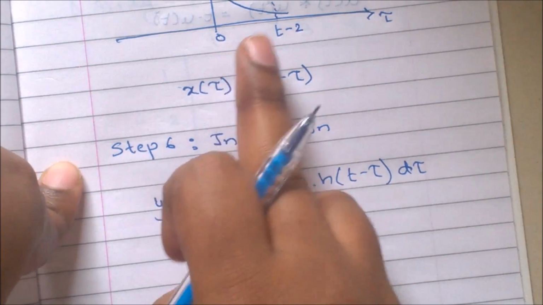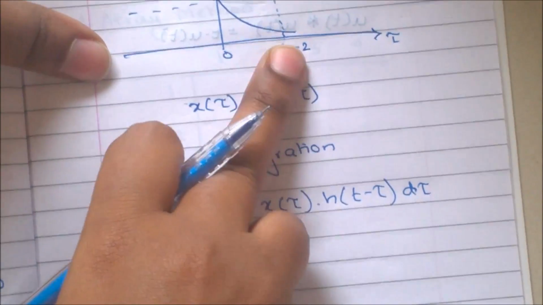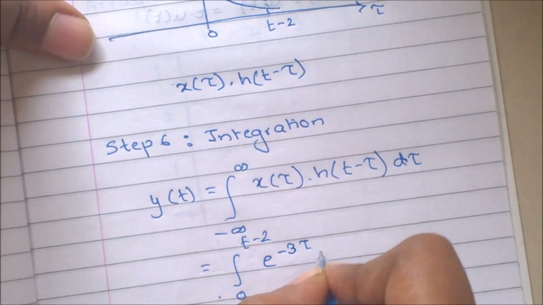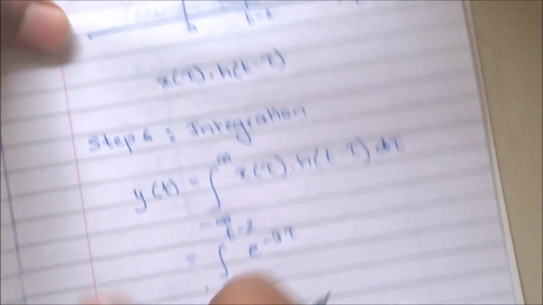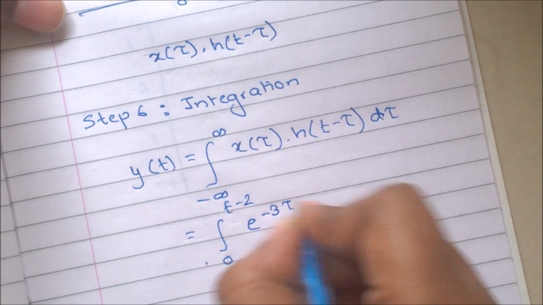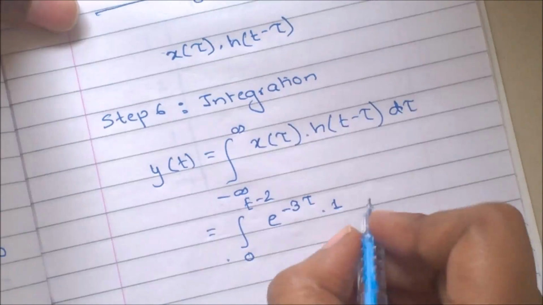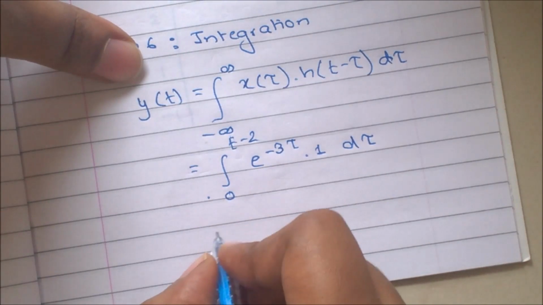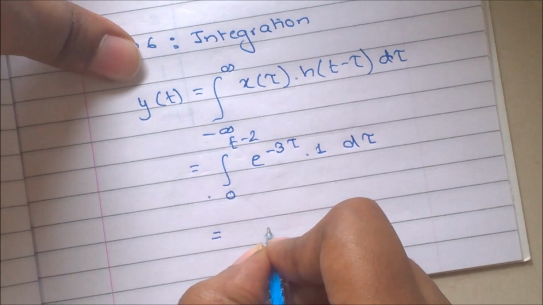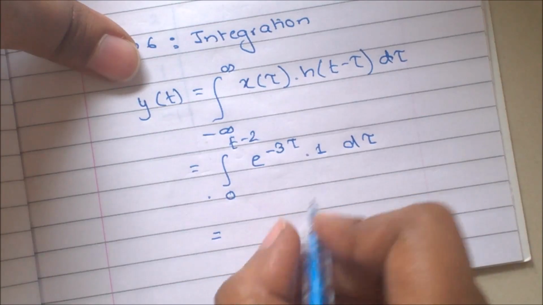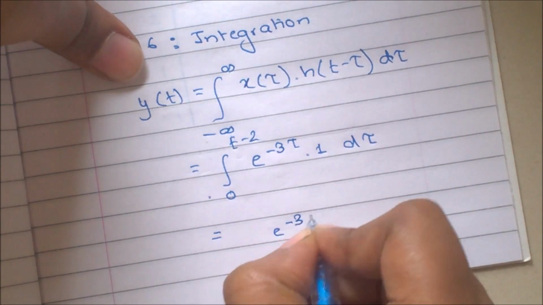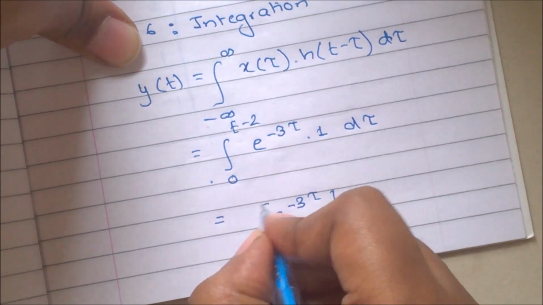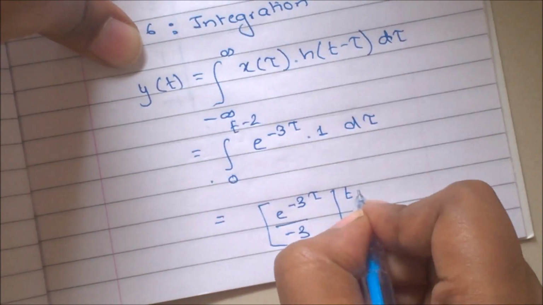X of tau is e raised to minus 3t or e raised to minus 3 tau. H of t minus tau is 1 in this duration and multiplied by d tau. When we perform this integration, e raised to minus 3 tau integrates to e raised to minus 3 tau upon minus 3, and the limits are 0 to t minus 2.